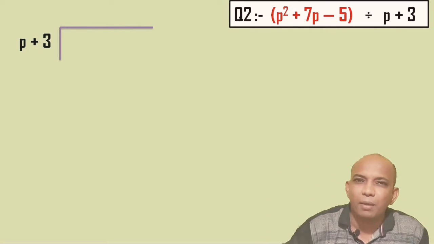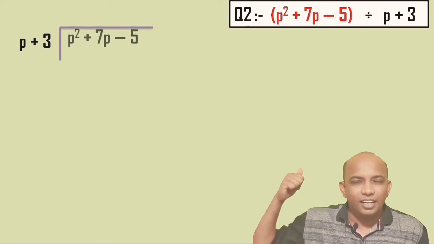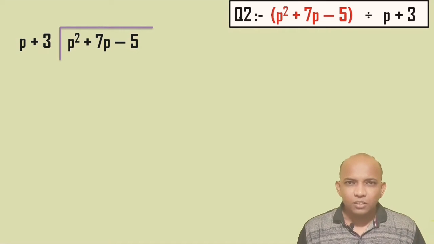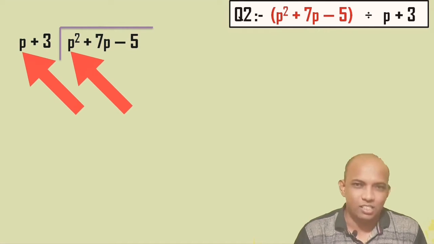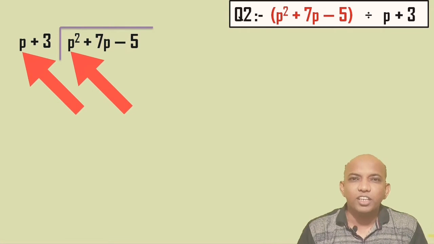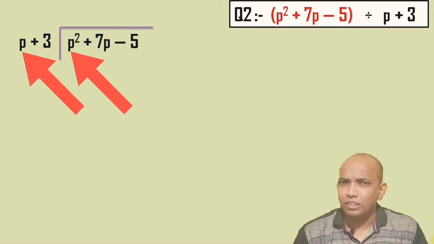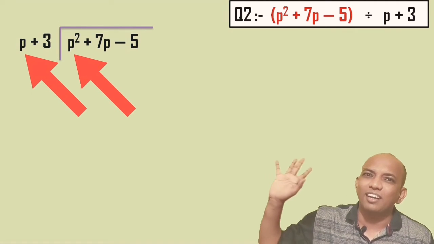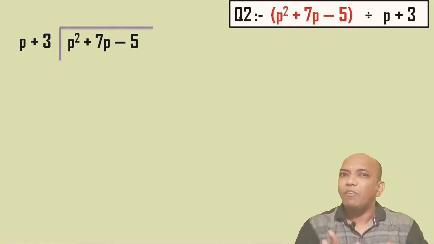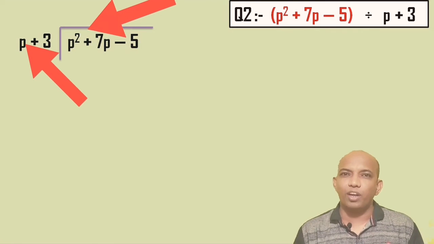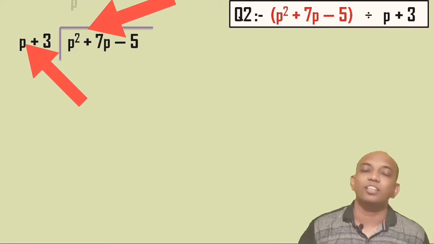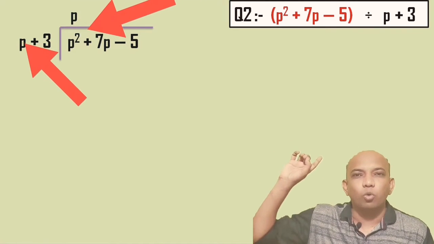So p plus 3 will be outside as the divisor, and in the dividend, p square plus 7p minus 5 will be written inside. After this, where should my focus be? Yes, the first term of the divisor, that is p, and the first term of the dividend, that is p square. We check the coefficient. It is 1 in the divisor and 1 in the dividend, so 1 will be there in the quotient. After that, check the power of the variable. We have p and p square, so how many p's are missing? One p is missing. So we write that 1 p in the quotient, and as a result we have p in the quotient part.